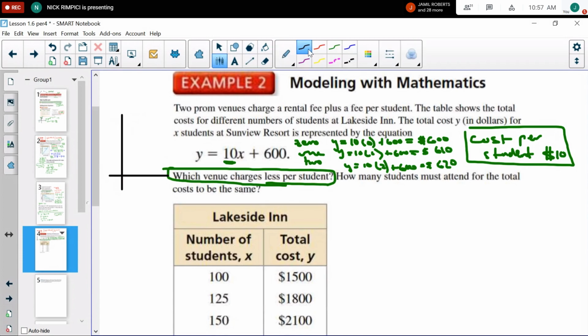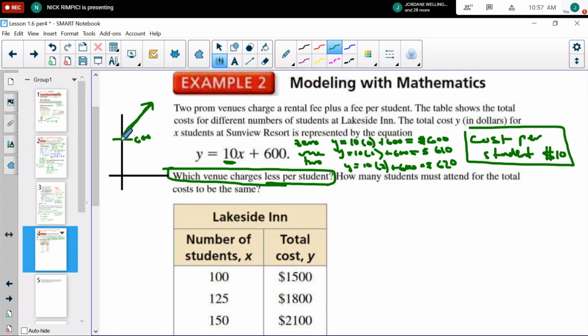This is not drawn to scale, obviously. And this would be 600 right here. So if no students show, the cost is 600. If one student shows, it's 610. If two students show, it's 620. If three, it's 630, etc.